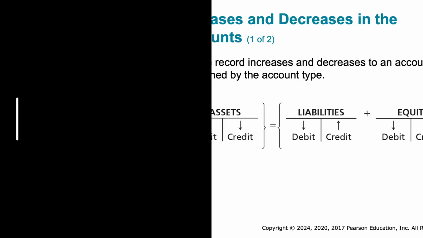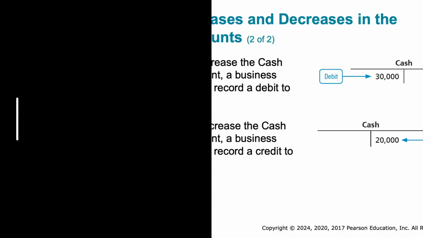Now, equity goes down with debit and goes up with credit. But equity, as we know, breaks out into many more accounts. As we go into revenues, expenses, owner's equity, common stockholders' equity, and dividends, those are going to be different. They're going to increase and decrease differently depending on the account as well. So we'll talk about those as well. So let's look and see.